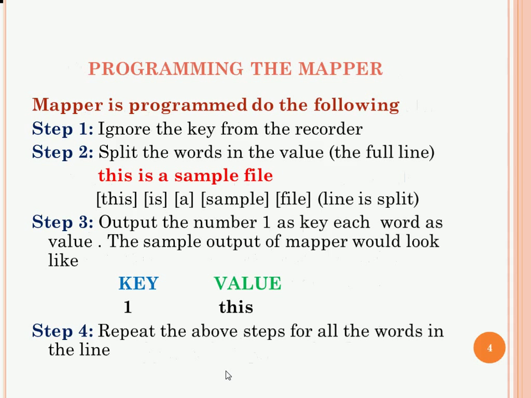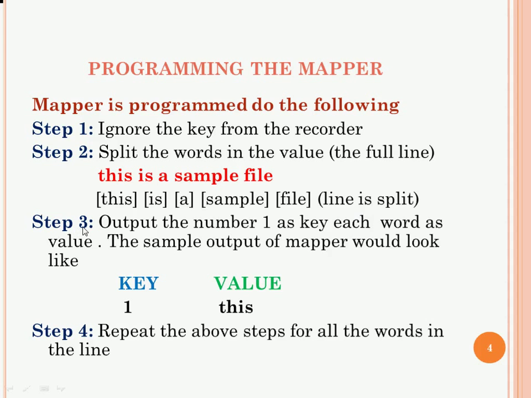Let's see how we are going to program the mapper. In this problem, I decide to program the mapper according to the way I think it's right. This is just one way of programming the mapper. In step 1, I ignore the key from the record reader. In step 2, I split all the words in the value, which is the entire line. The input line to the mapper is "This is a sample file". I split out each individual word and store it in a temporary variable, a buffer or a string buffer, whatever it is.